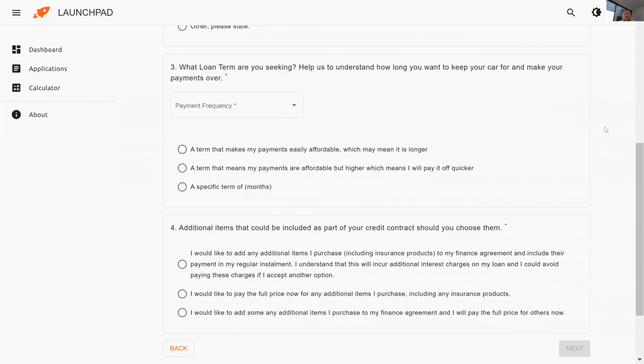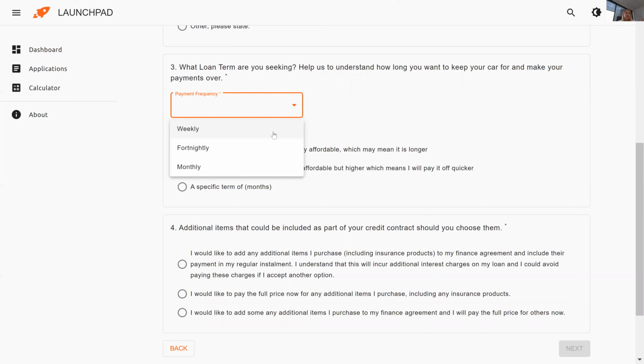What loan term are you seeking? Again, some customers may have an idea as to how long they want their loan repayments over. Others may not even know. You may need to prompt them: 3 years, 4 years. A lot of ours are over either 4 to 5 years. So again, it's up to whatever you or the customer have gone over, I guess. Yeah, a term that makes my payments easily affordable, which may mean it's longer. That's a good one.